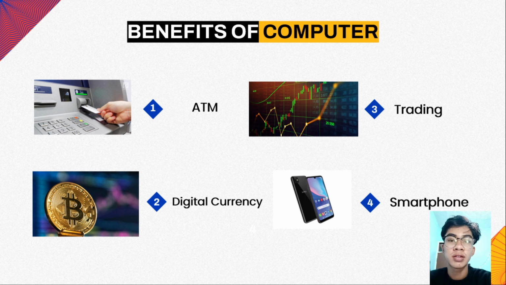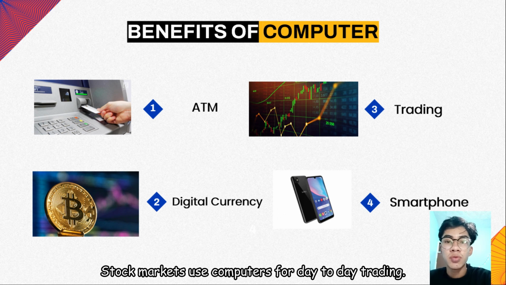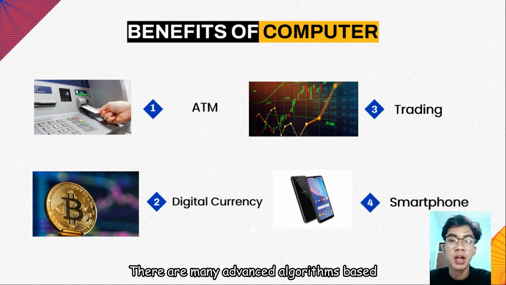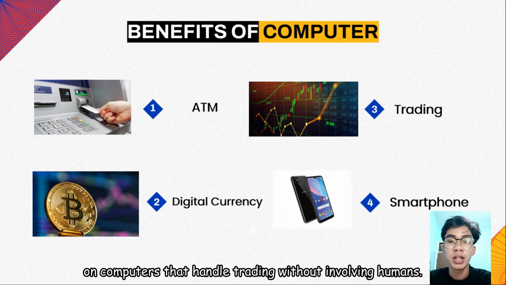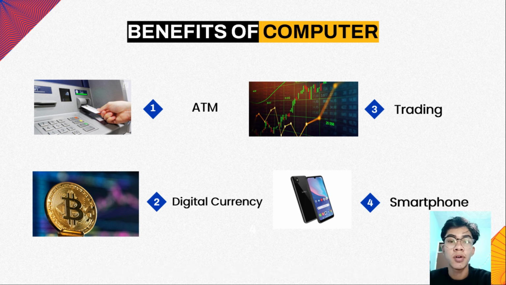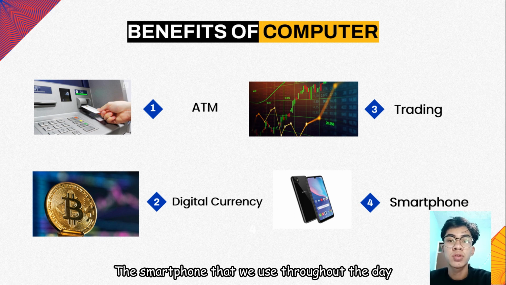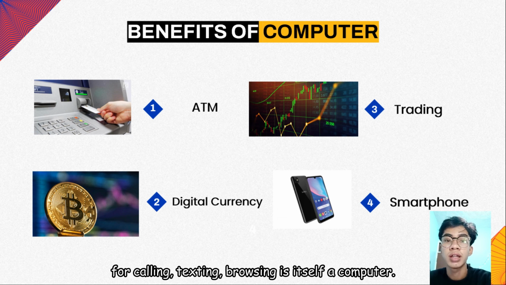Three, trending stock market. The stock market uses computers for day-to-day trending. There are many advanced algorithms based on computers that handle trending without involving humans. Four, smartphone. The smartphone that we use throughout the day for calling, texting, and browsing is itself a computer.